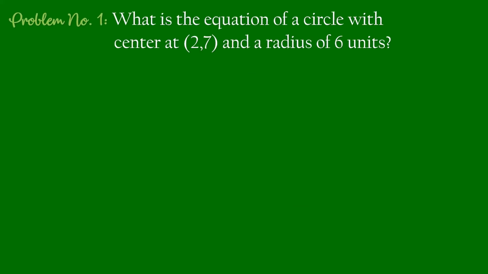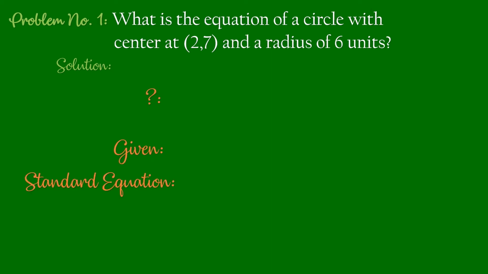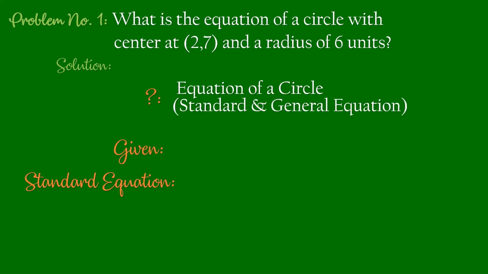Problem number 1 is, what is the equation of the circle with center at point (2, 7) and a radius of 6 units? In solving this, we have to first know what is being asked, what are the givens, and write the standard equation of a circle. Based on the problem, we are asked to find the equation of a circle. In this video, we will find both the standard and the general equation.